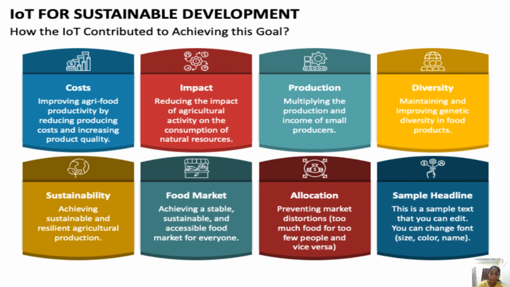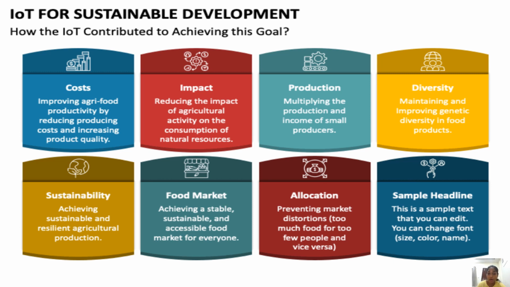Then we have our impact. IoT data on impact can be used for reduced chemical use. IoT data on pest infestations and disease outbreaks enables targeted application of pesticides and herbicides, reducing chemical usage and minimizing runoff into water bodies. Then we have water conservation under impact.